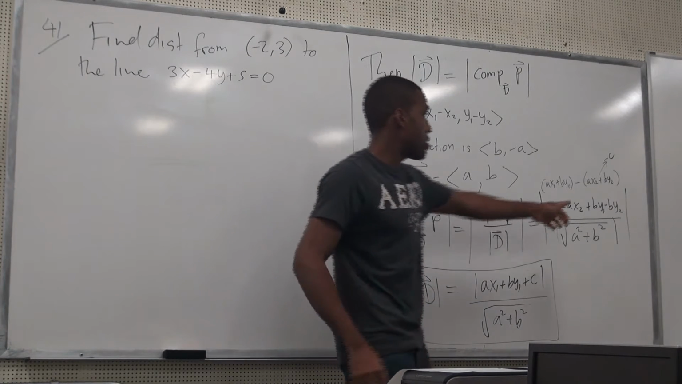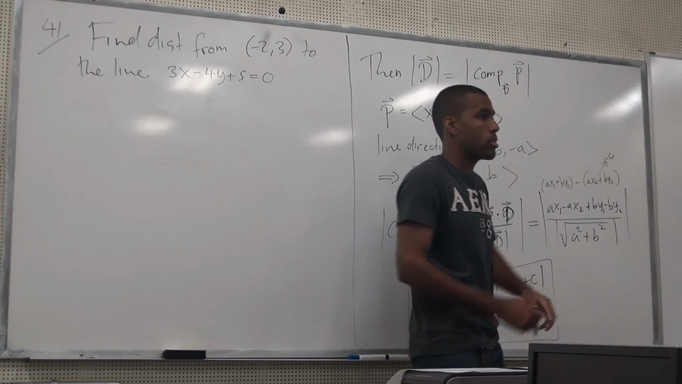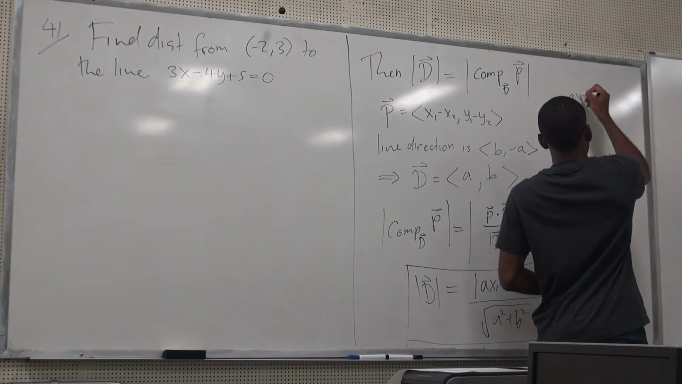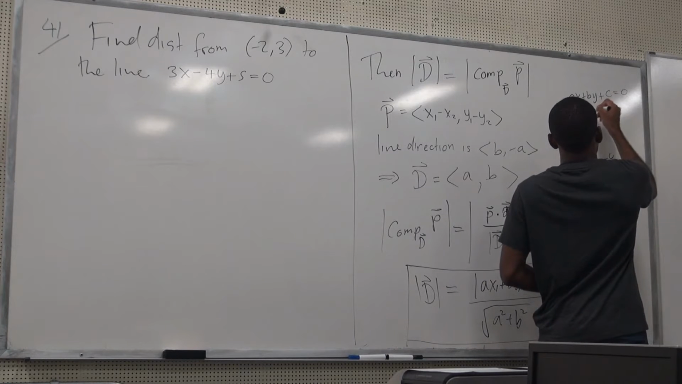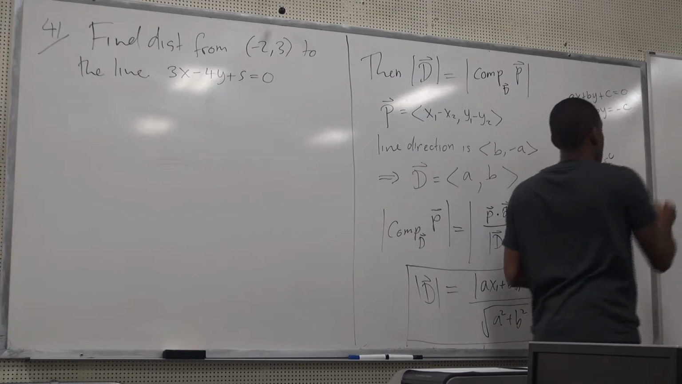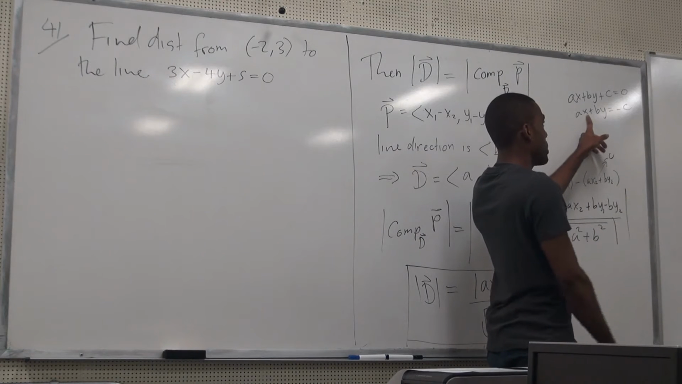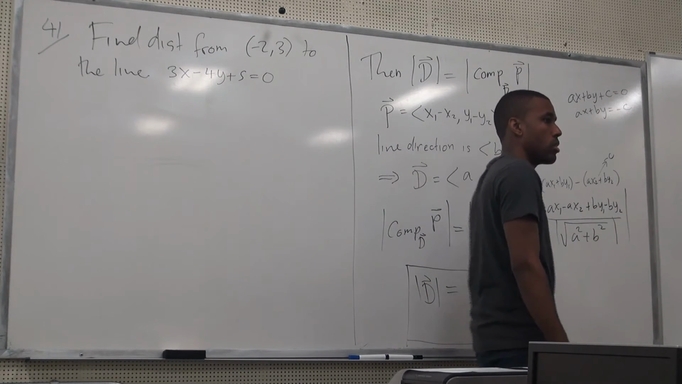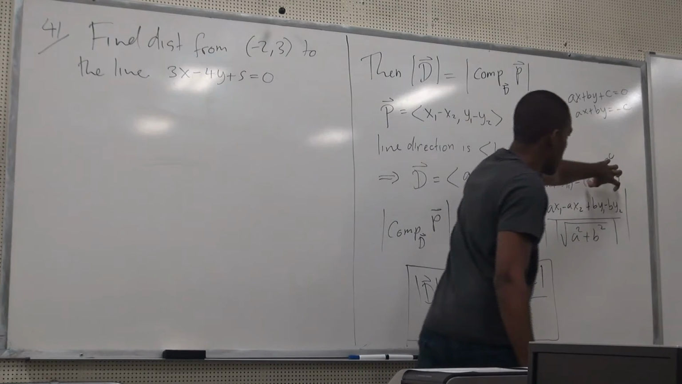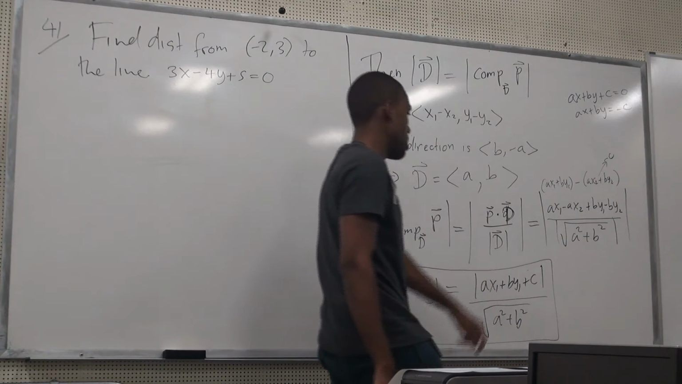Because x2, y2 was a point on the line. And the equation of the line says it's ax plus by plus c equals 0, which means that ax plus by equals minus c. So if I plug in a particular point, x2, y2, that's on the line, it must give me minus c. So I can just replace this expression with minus c, and I end up with.